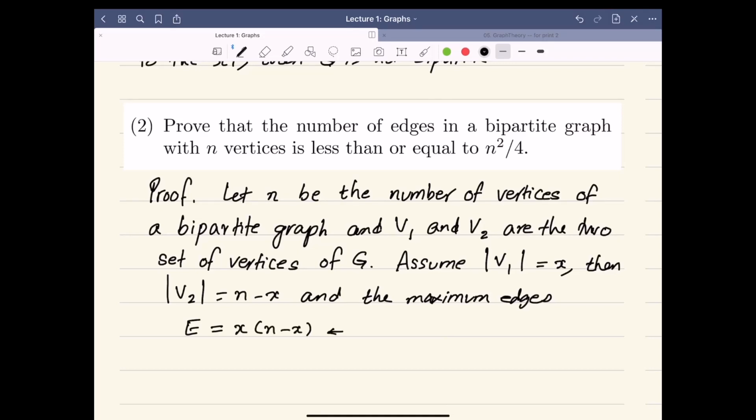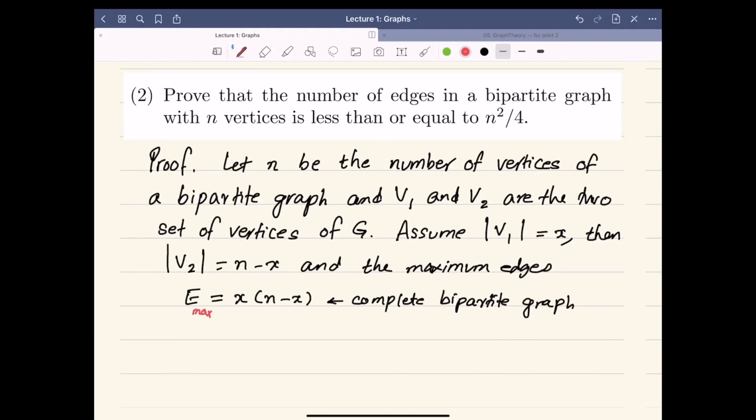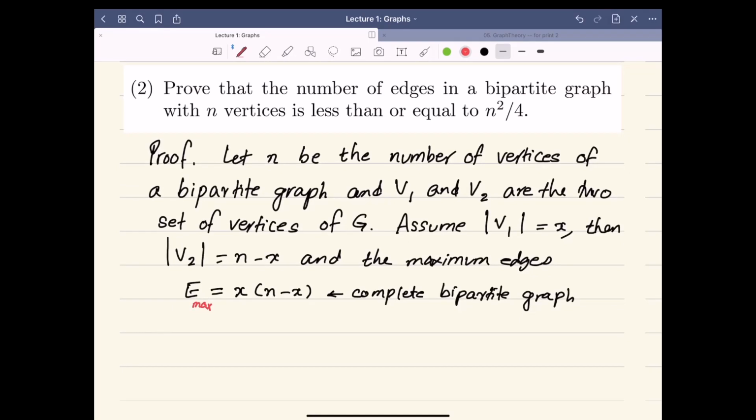And remember, this is for a complete bipartite graph. Okay? And here maybe I should write a note, and we will call it Emax. So the maximum number of edges you can get when V1 has size x and V2 has size n minus x is Emax, which is the maximum number of edges we can get for these two sets.